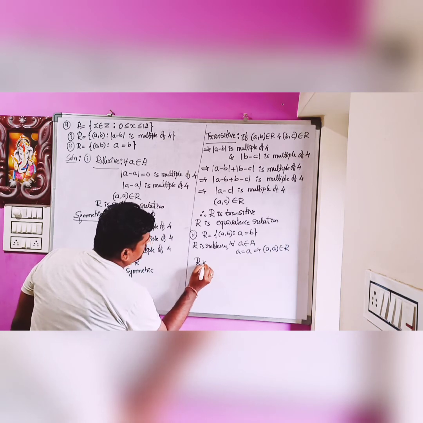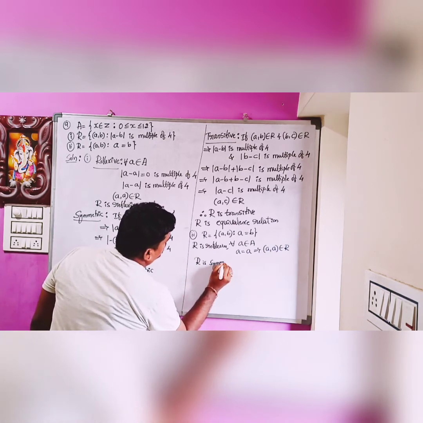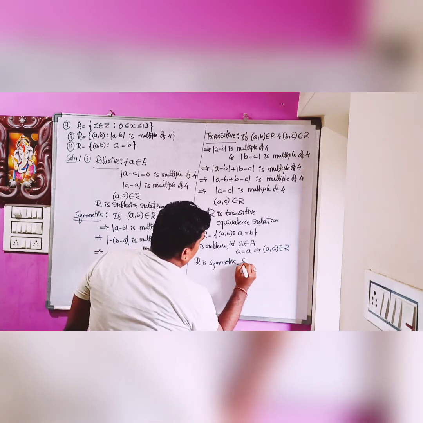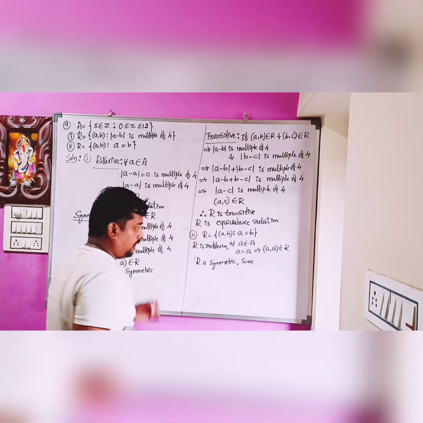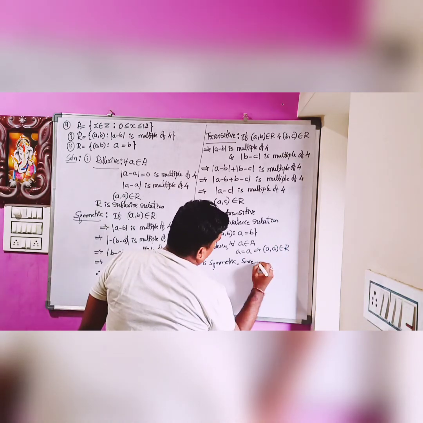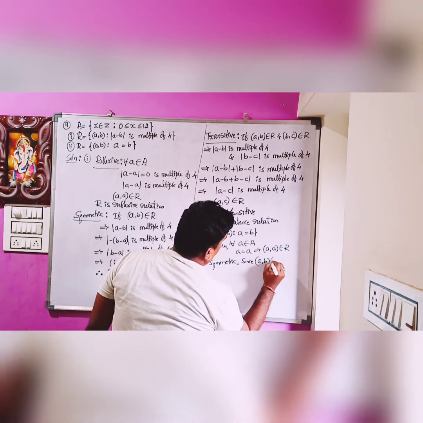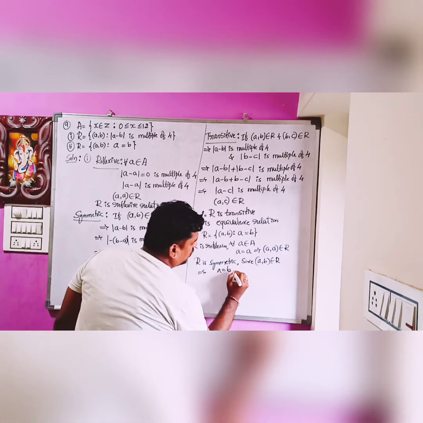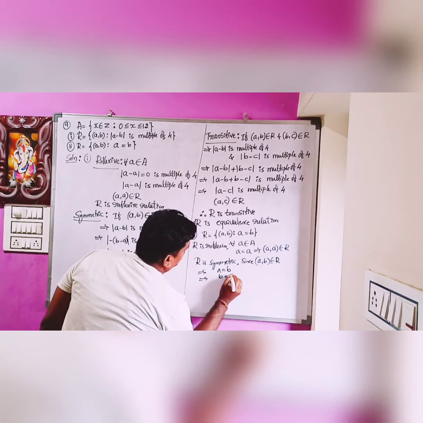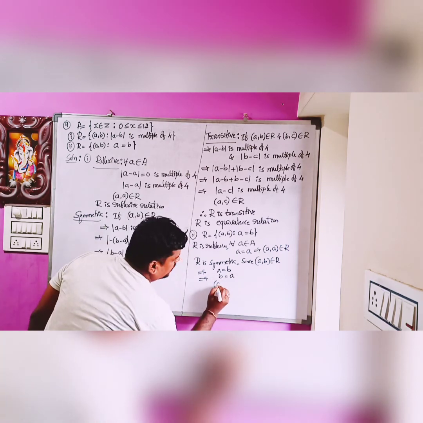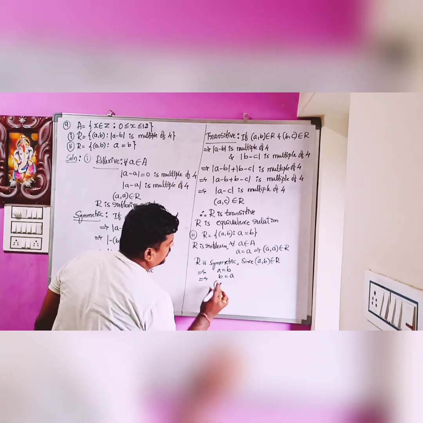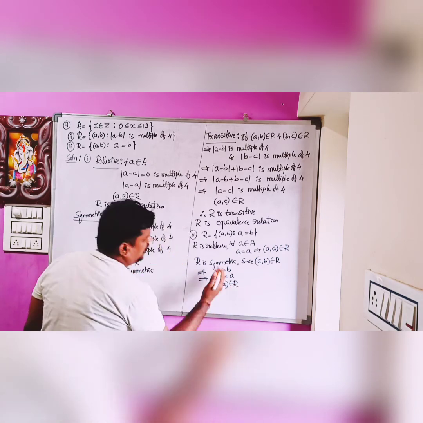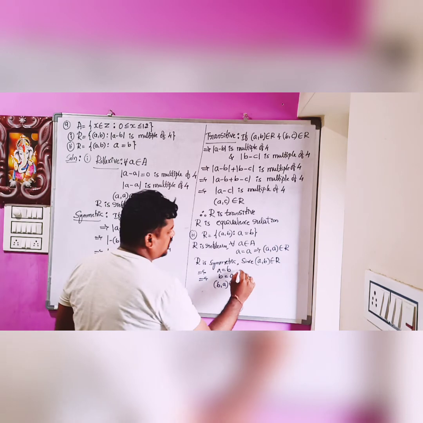Second, R is symmetric. R is symmetric since (a, b) belongs to R implies a equal to b. If a equal to b, then b equal to a. If b equal to a, it means (b, a) belongs to R. Therefore, R is symmetric.